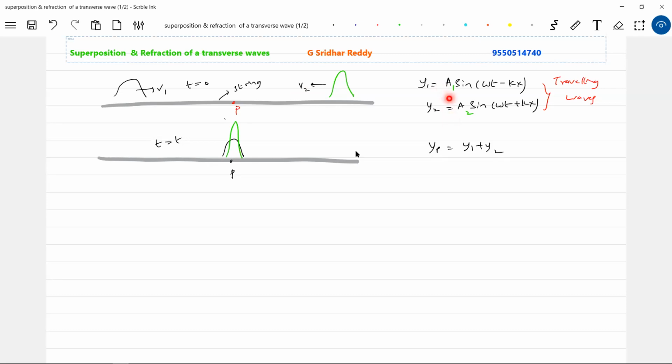Now it will be A1 sine(omega t minus kx). Let's assume that at a certain time, this is t less than 0. At t equal to 0, they undergo superposition. So put t equal to 0. I will write this one because you'll encounter a negative sign again.